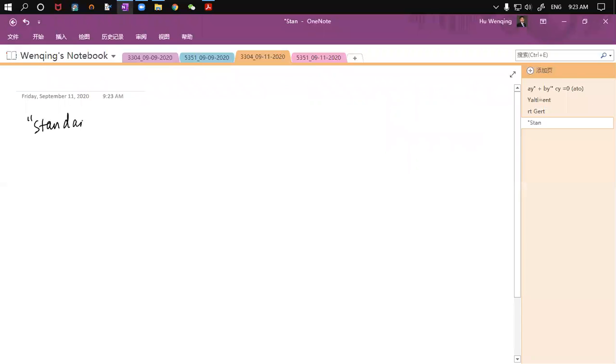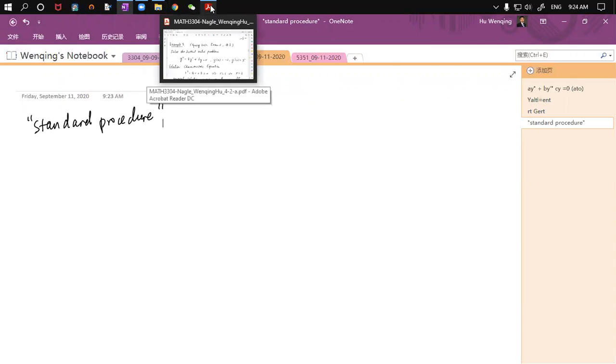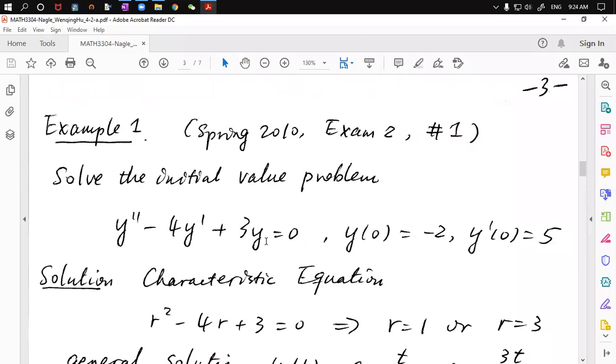This is a standard procedure that's going to happen on your exams. You must practice such a standard procedure in order to obtain satisfactory credit for the problem. So what does this question say? Well, y double prime minus 4y prime plus 3y.